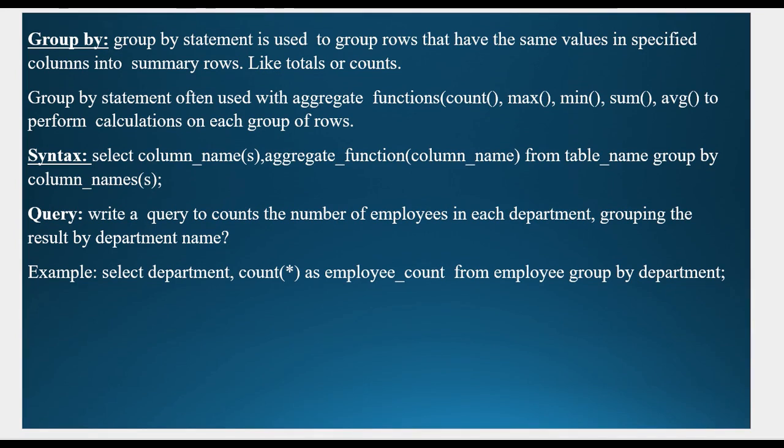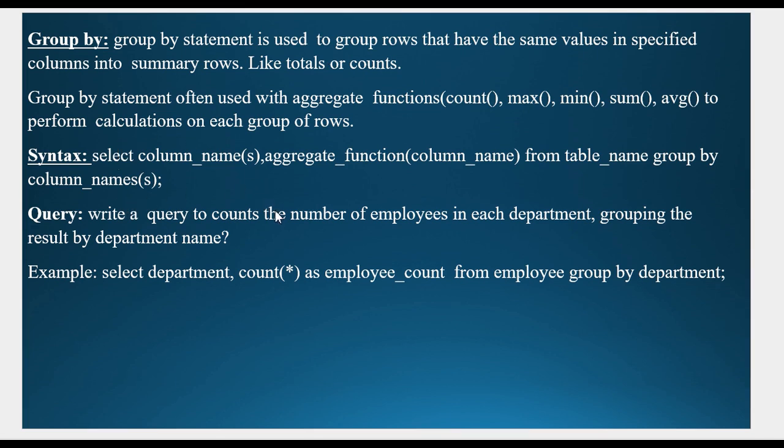Hello everyone. In this session, I'm going to explain the GROUP BY and HAVING clauses in MySQL. The GROUP BY statement is used to group the rows that have the same values in specified columns into summary rows, like totals, counts, minimums and maximums from the columns. The GROUP BY statement is often used with aggregate functions like count, max, min, sum, average to perform the calculations on each group of rows.